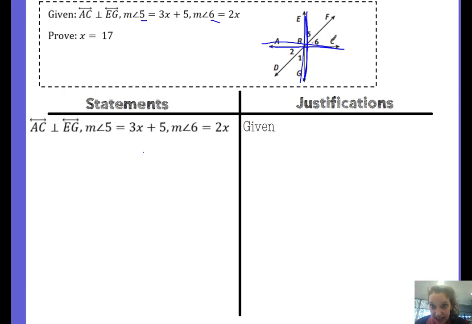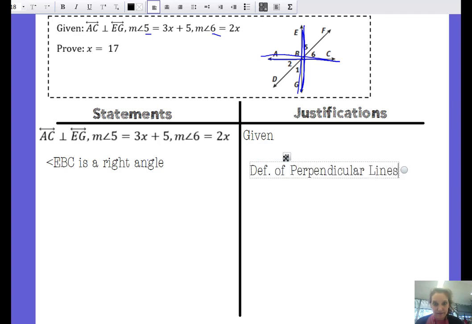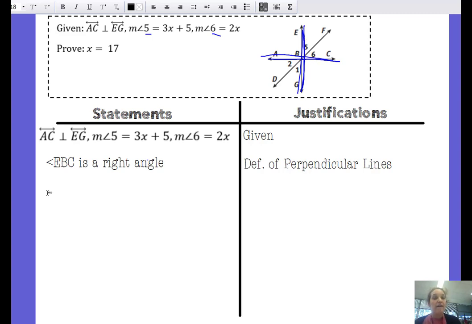So I see angle EBC right here, and if those two lines are perpendicular, then I can say as my next step that angle EBC is a right angle, and that is the definition of perpendicular lines. That's what I'm allowed to say by the definition of perpendicular lines, that that's a right angle. Now that I know it's a right angle, now I can say the measure of angle EBC is 90. That is the definition of a right angle. That's what it means for it to be a right angle.